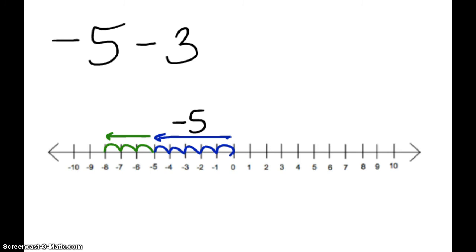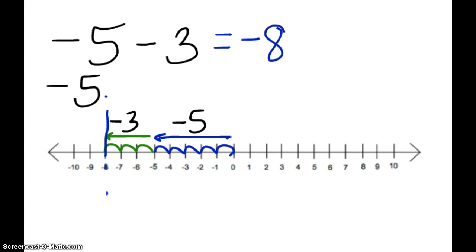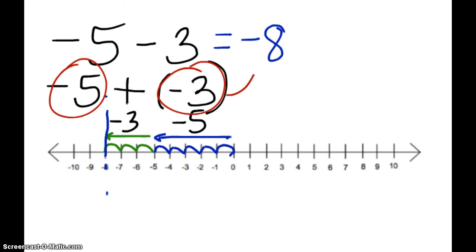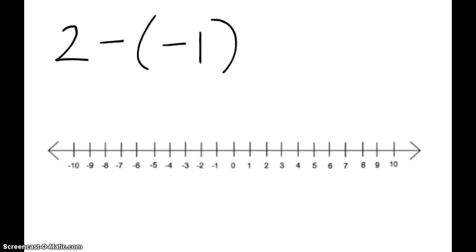Let me go ahead and write negative 5, and then I'm going to write minus 3. So where do we end up? Right here at negative 8. So again, what I want you to see is that negative 5 minus 3 is the same thing as negative 5 plus negative 3, because 5 negatives and 3 negatives make 8 negatives. So when you are subtracting, you are adding a negative. Let's look at the next one.